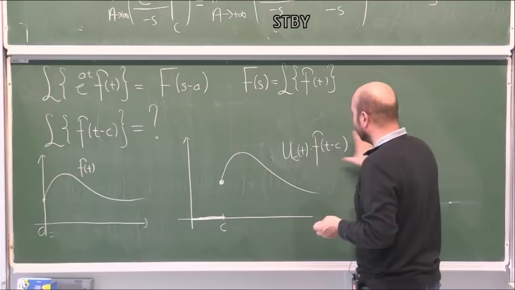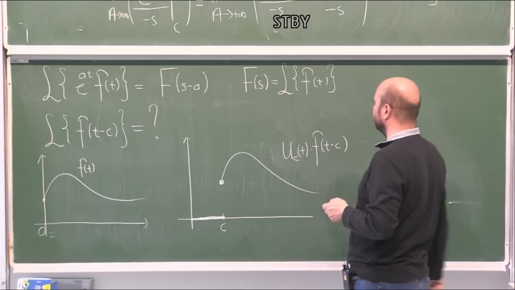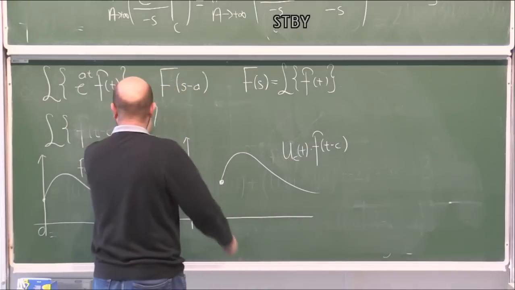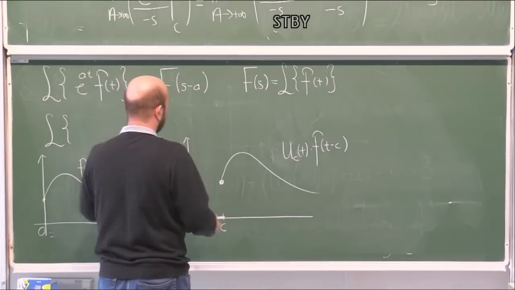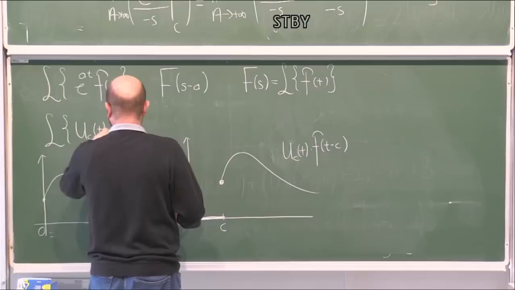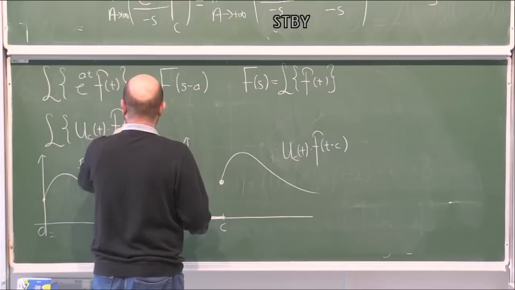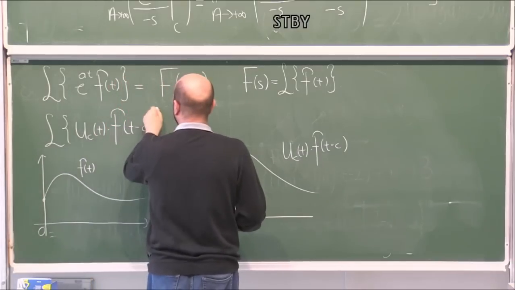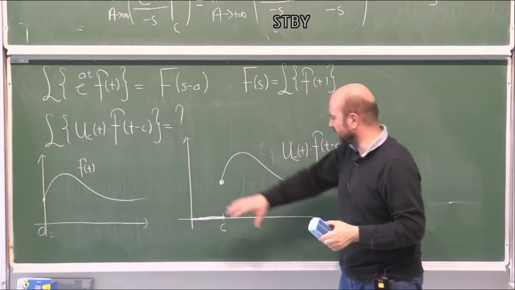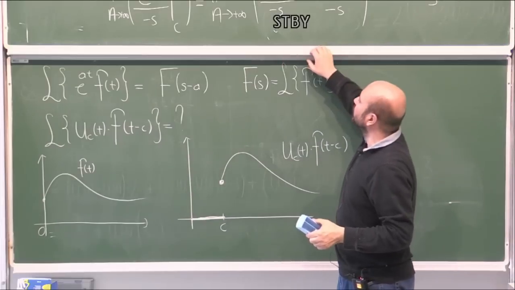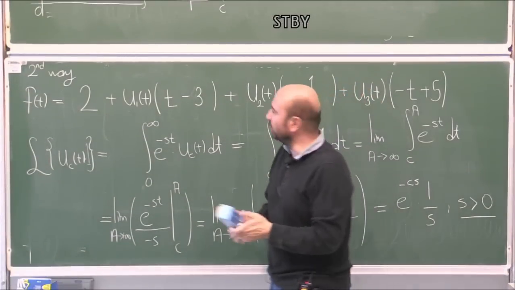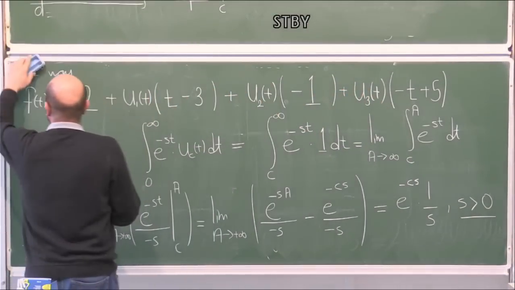So now I can talk about the Laplace transform of this. That's why I'm correcting my function to the Laplace of u_c(t) times f of t minus c. So what is the Laplace transform of this? Because I have to fill that part. Okay, now let's talk about this Laplace transform.